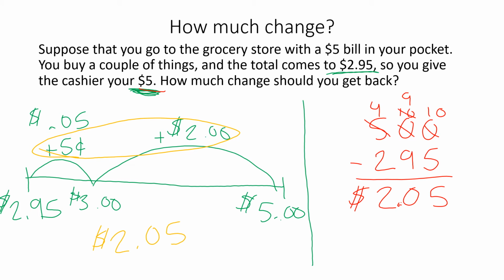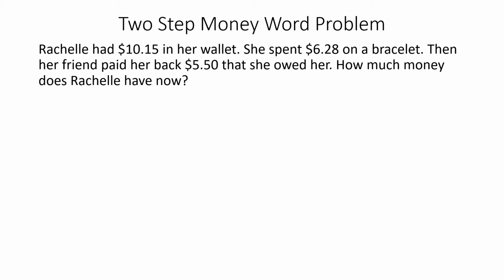So here we can see that there are two ways. You can count up to solve the problem, or you can think in terms of pennies or change and subtract using the traditional algorithm. Let's look at a two-step word problem that involves using money. Rochelle had $10.15 in her wallet. She spent $6.28 on a bracelet. Then her friend paid her back $5.50 that she owed her. How much money does Rochelle have now?